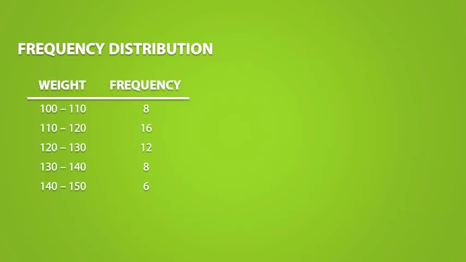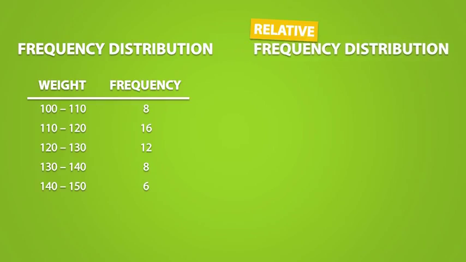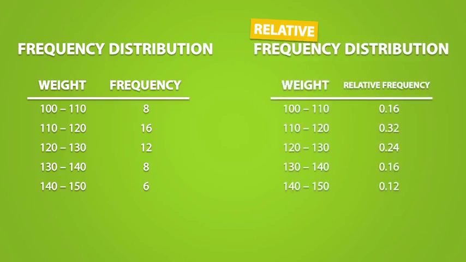Now a frequency distribution can be converted into something called a relative frequency distribution. The only difference between these two is that a regular frequency distribution shows a count, and a relative frequency distribution, as the name suggests, shows the relative frequency instead. It is called relative frequency because it represents the proportion of values in each interval in relation to the whole.